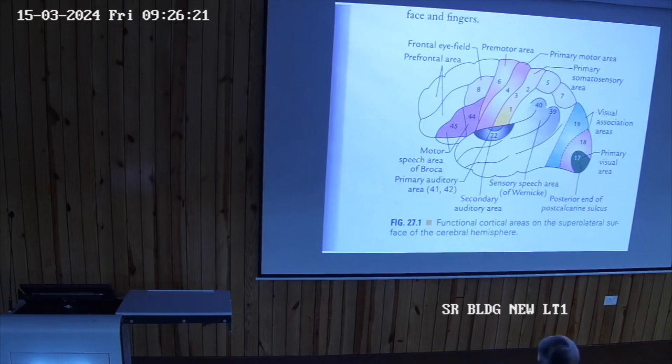Opposite to this, the sensory aphasia, in which there is a lesion of area number 39 and 40, and the person is not able to speak, and also is not able to understand the written words and spoken words.